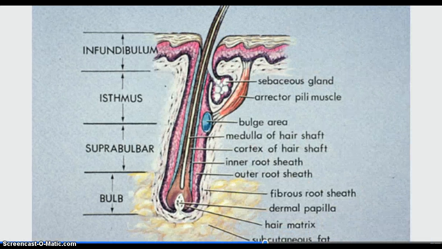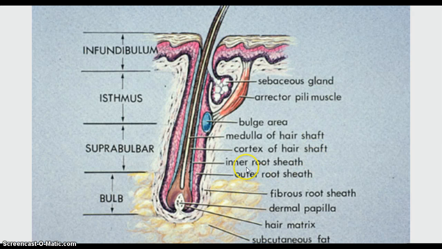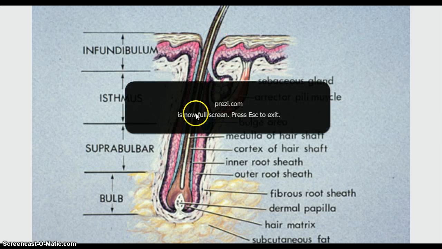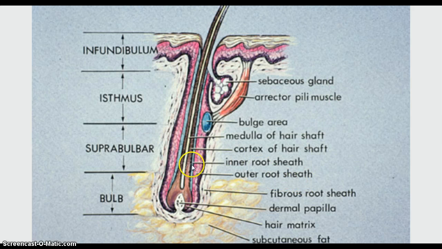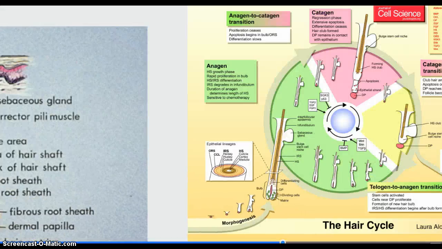Now, this is just another picture of it. So there's the medulla, there's the cortex, it doesn't show the cuticle, but the cuticle is very thin, so don't worry about it. Then there's the inner root sheath, the outer root sheath, and the glassy membrane is really thin, so it's not in there either. But then after that, you have this connective tissue outer layer right there.